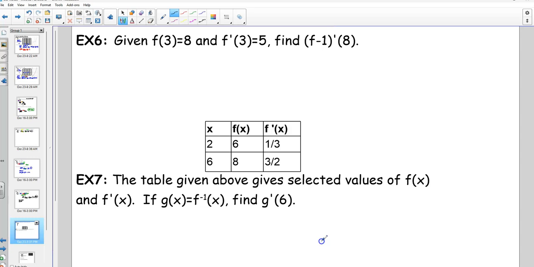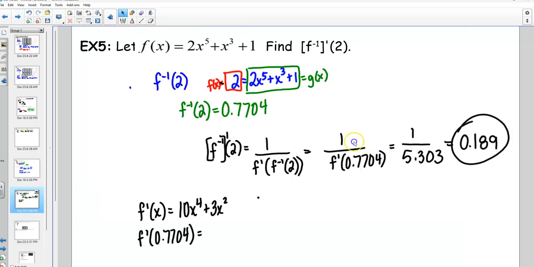Could you leave it as like 1 over 10 times 0.7704, like all of that? You could not leave it here because it's f prime, like you haven't evaluated that f prime yet. But you could definitely leave it as 1 over 5.303. Or if you had plugged all that in, you could do 1 over 10 times 0.7704.